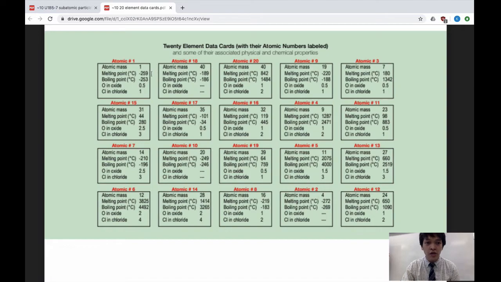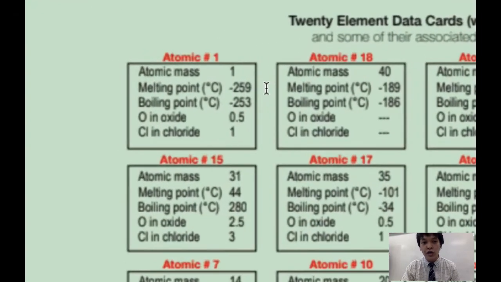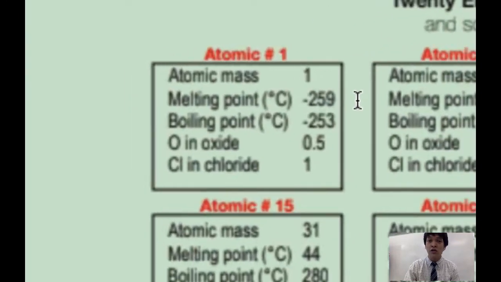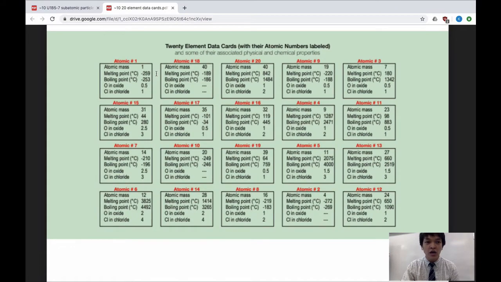So the 4 properties that we're looking at are, just as a reminder, melting point, boiling point, O-N oxide, and sealing chloride. We basically want to look at these graphs and see how these different properties change as the atomic number is increasing. All right, so let's get to it.